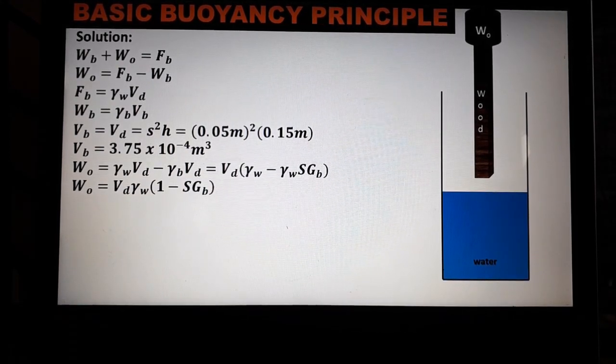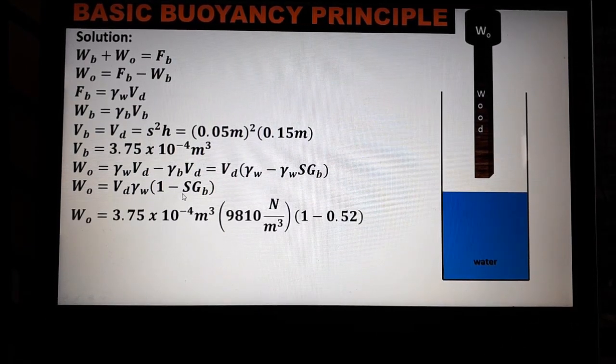So therefore, factoring out the specific weight of water, we can simply say that the weight of the object is equals to the volume of the water displaced times the specific weight of the water times 1 minus the specific gravity of the block. Substituting the value, we can simply say that the weight of the object needed in order to completely submerge the block of wood in water is equals to 1.7658 Newton.